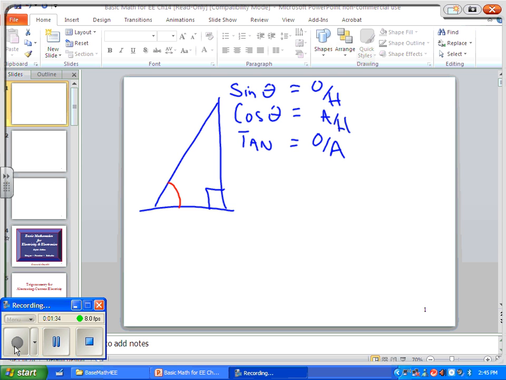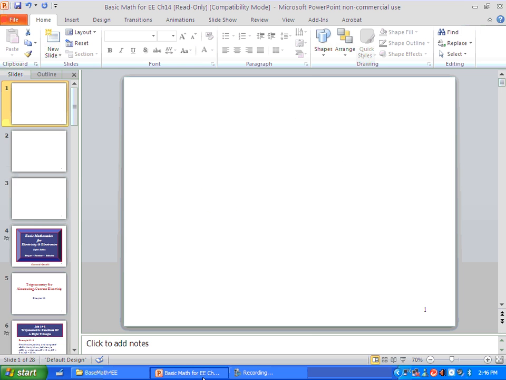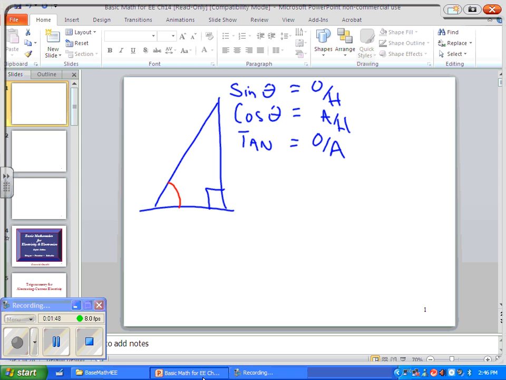We do it with these functions. And these functions have names. And they're very simple ideas, okay? They really are. The sine of anything is the opposite over the hypotenuse. That is this side over here.